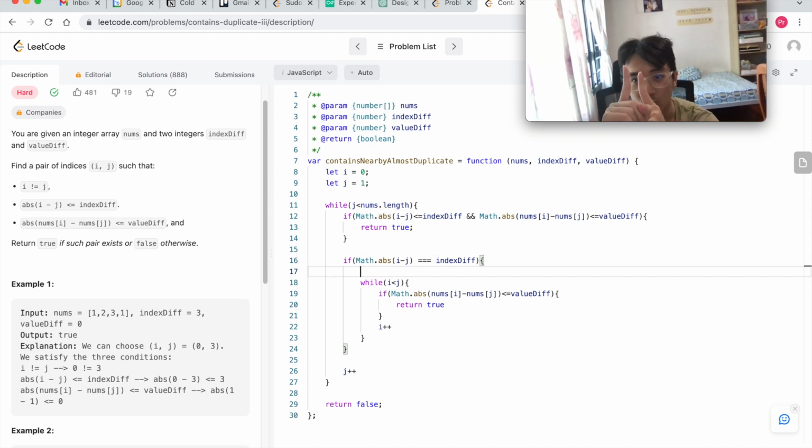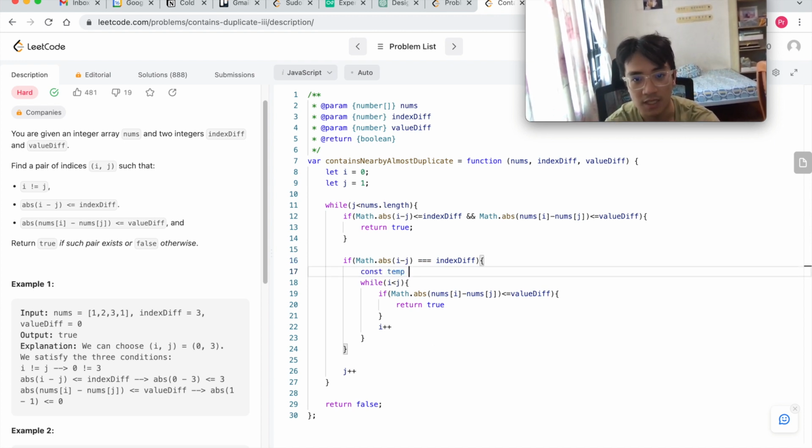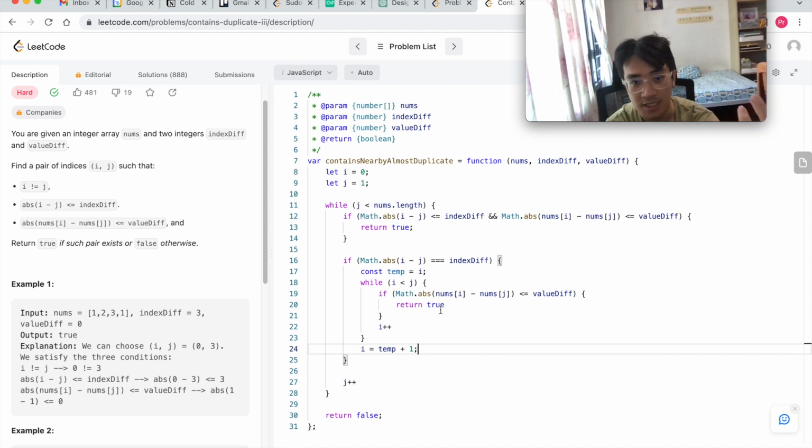But at the end, when it's 1 below, you need to reset I, not to the initial position, because the initial position we already checked and this is not fulfilled. We need to increment I by 1. So we create a const variable called temp and set that to I, and in the end you set I equals temp plus 1. That makes sense, because you are just shifting the I position up by 1 from the start.